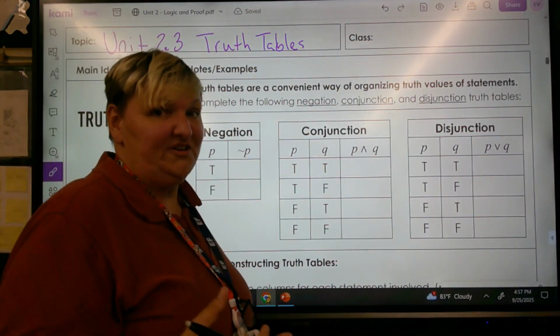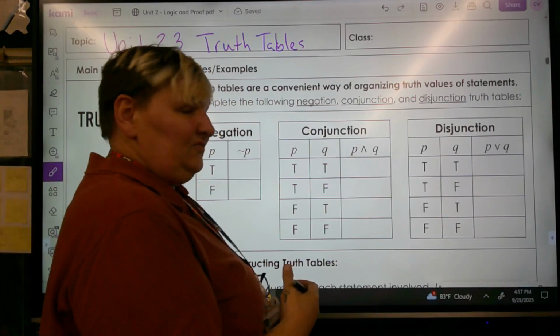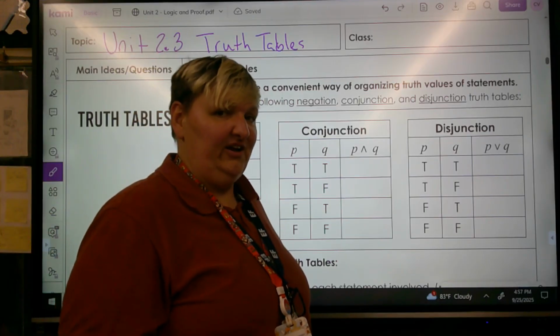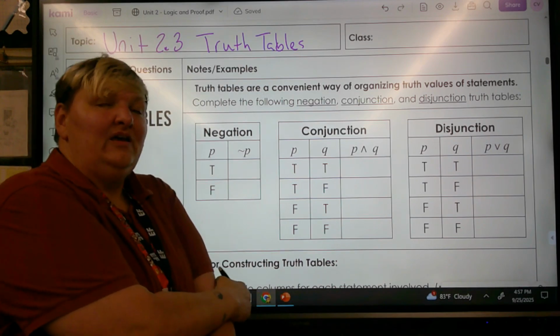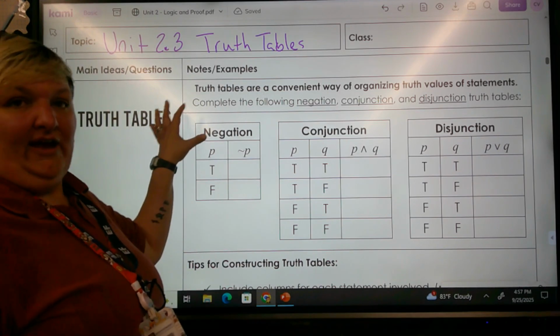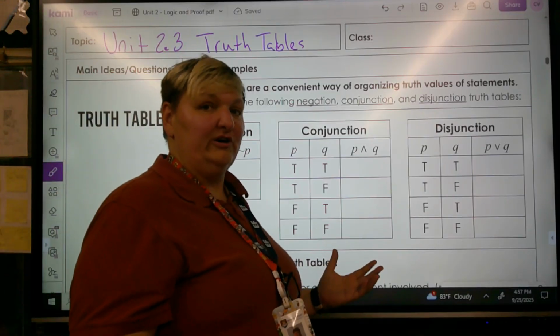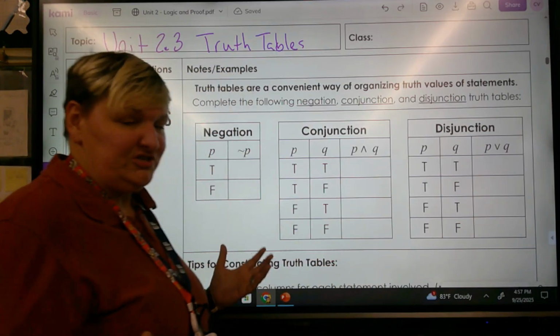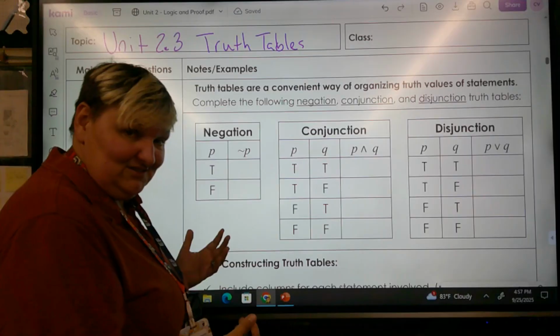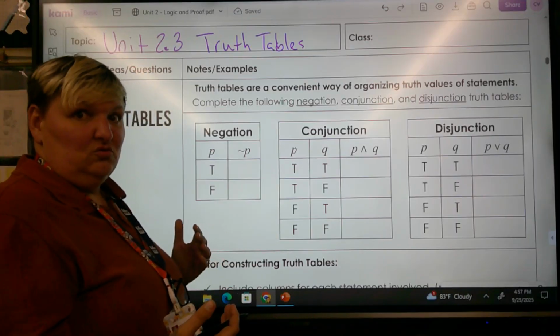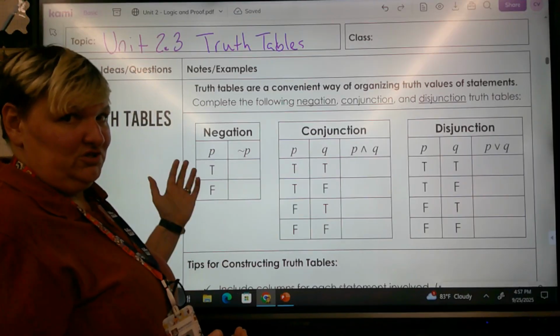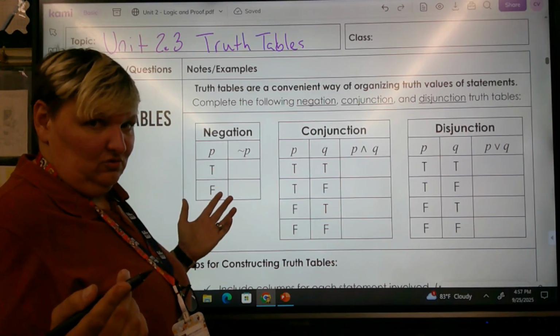Alright, so you should be watching the video if you were confused and wanted to see it again, or if you were absent and you need to do the practice sheet. If you're just copying it off of somebody else, you're not learning anything. If you're watching the video, you might actually learn what you missed. So don't copy. Use the notes and the video.